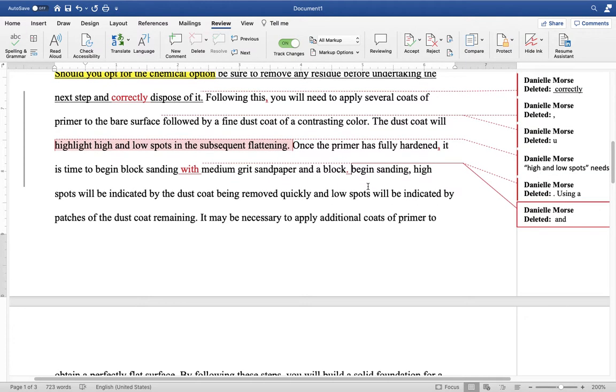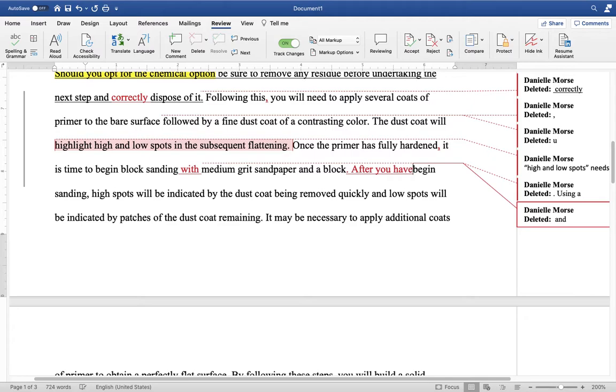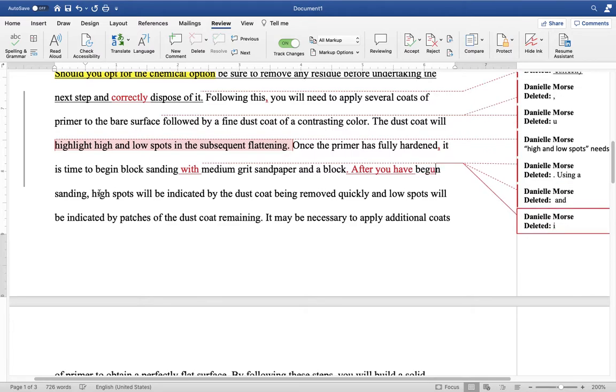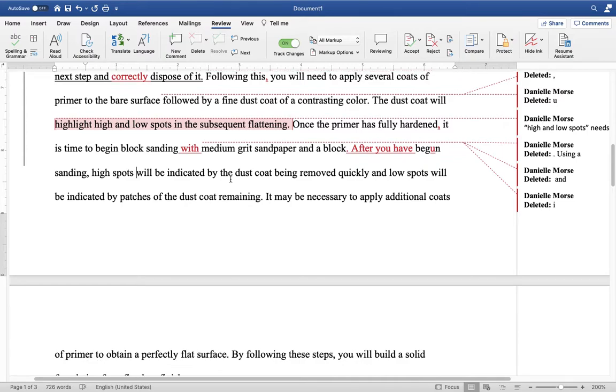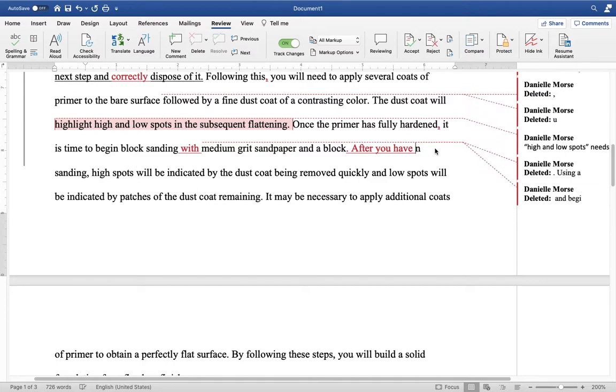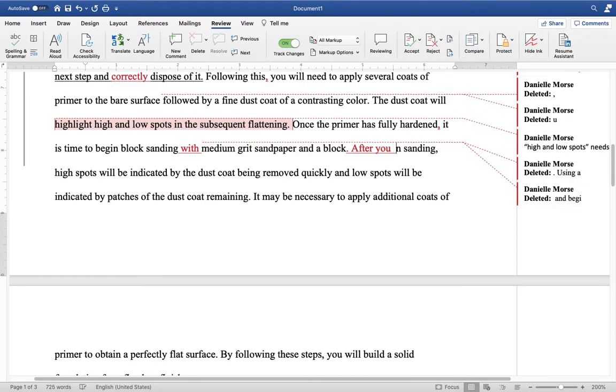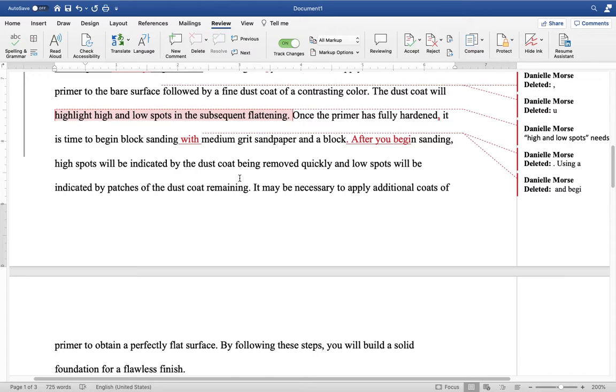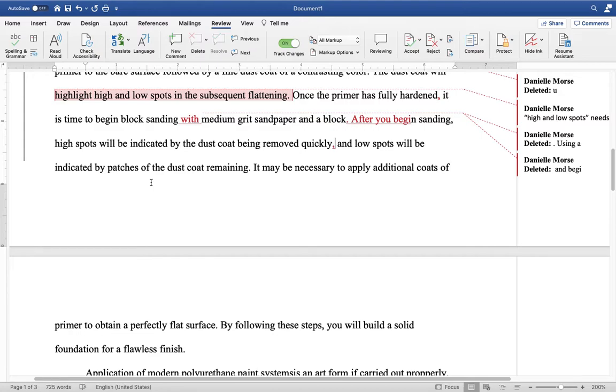I'm trying to think of a transitional tag here. Maybe I'll just use after. And once high spots and low spots will have hopefully gotten more qualification, this will now make sense. High spots, I'm writing wordier than I need to. High spots will be indicated by the dust coat being removed quickly, and low spots, and this actually needs a comma there because it's a run-on without it. Low spots will be indicated by patches of the dust coat remaining.